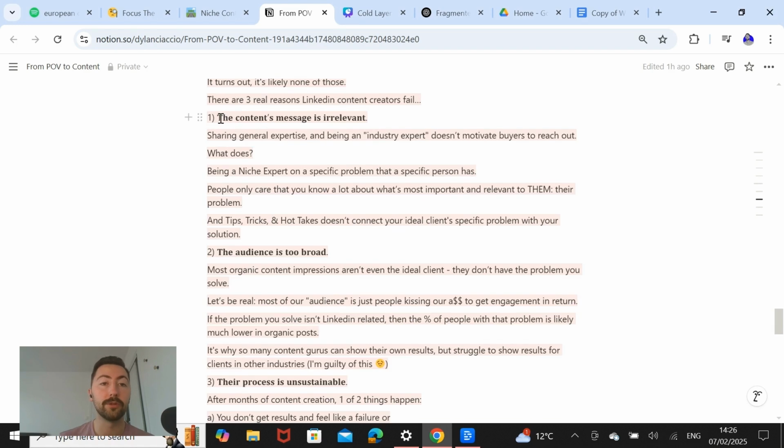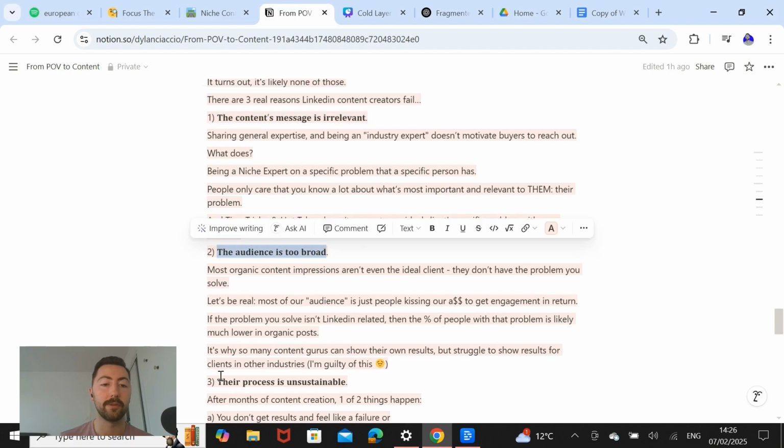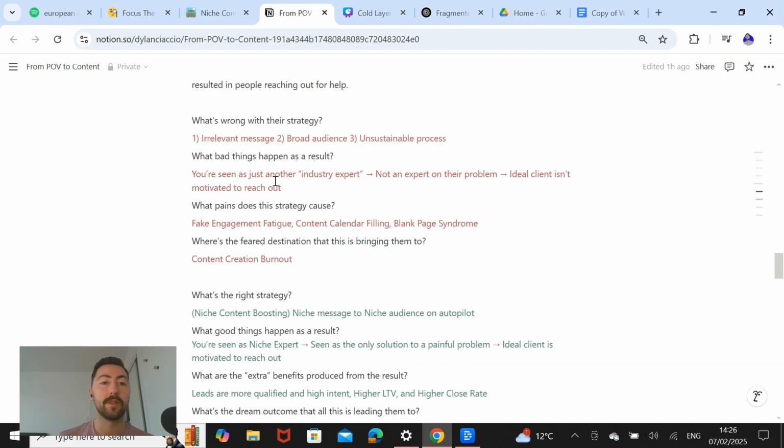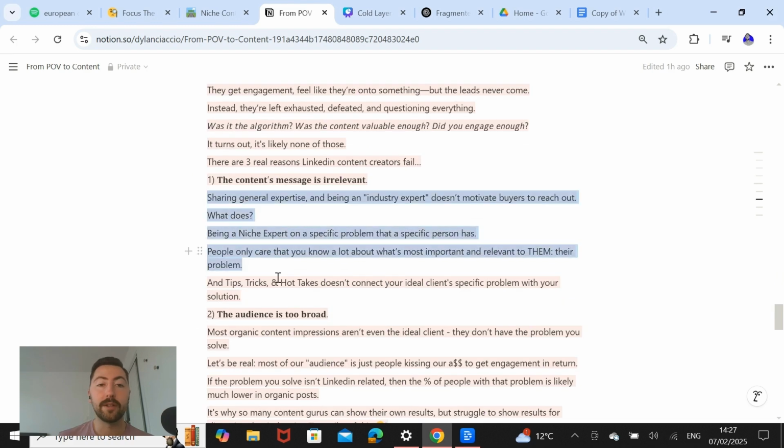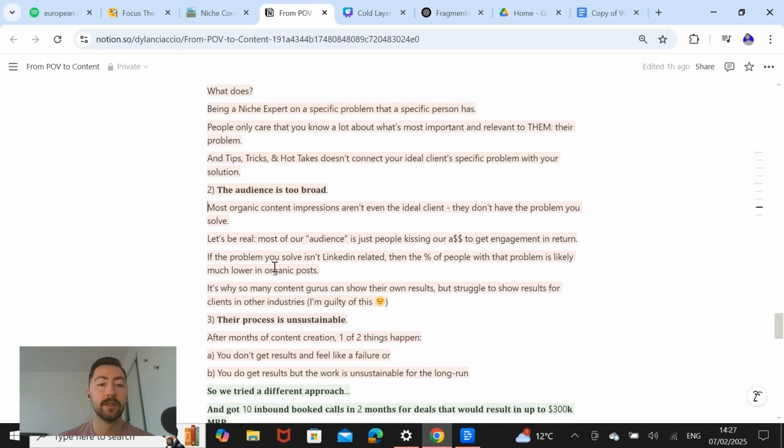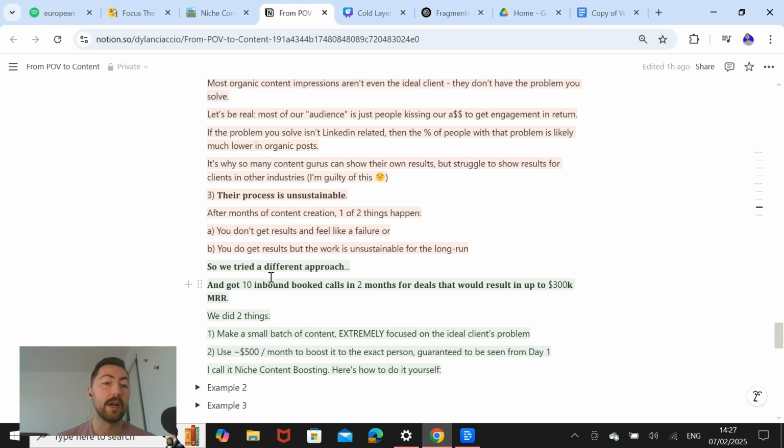So now I'm going back to the root problem. Content message is irrelevant. The audience is too broad. The process is unsustainable. So you'll see this is what's wrong with their strategy. And when I'm back in that post, I'm explaining how these bad things happen as a result. The content message is irrelevant. Now I'm talking about the why. I'm explaining that just in more detail. The same here. And then in the last 20%, I present the solution.